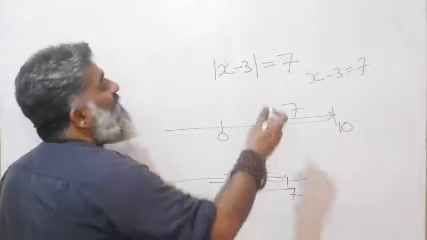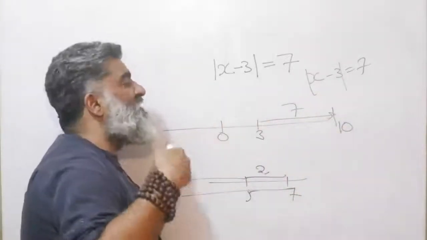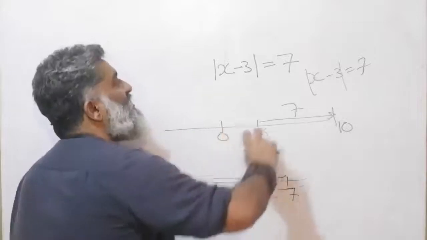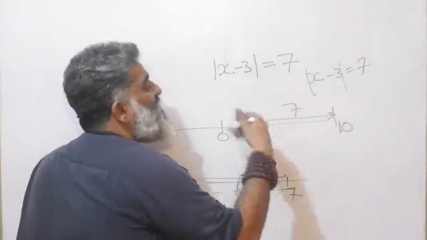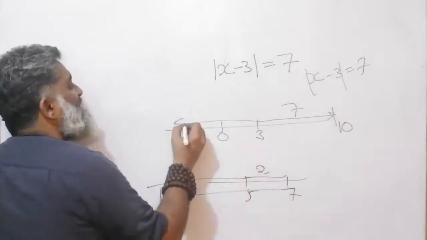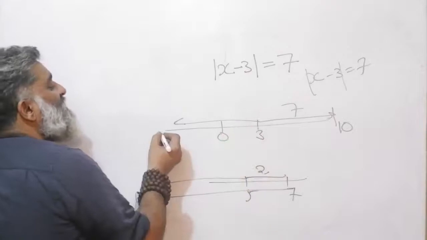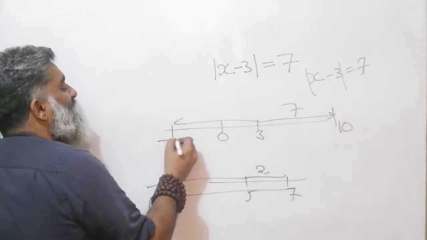So the same idea. But because there is a mod, it meant the distance could be in any direction. You just know the overall distance is 7, not the direction, right? So in this as well as this direction. So go 7 units in the other direction and you will end up at minus 4.